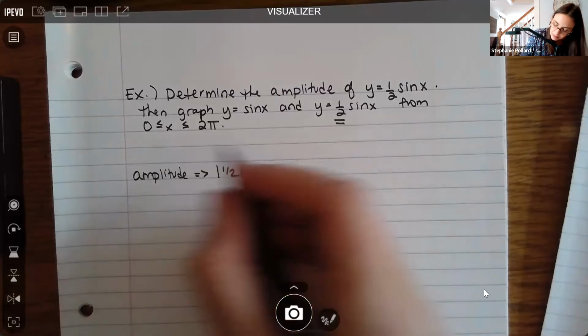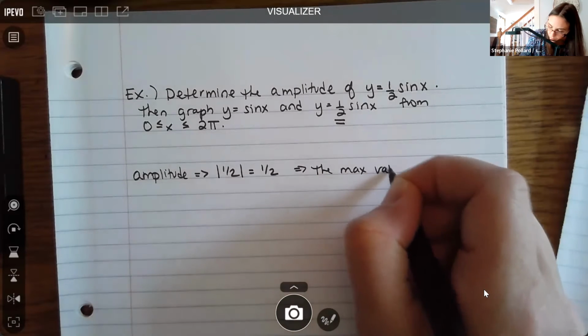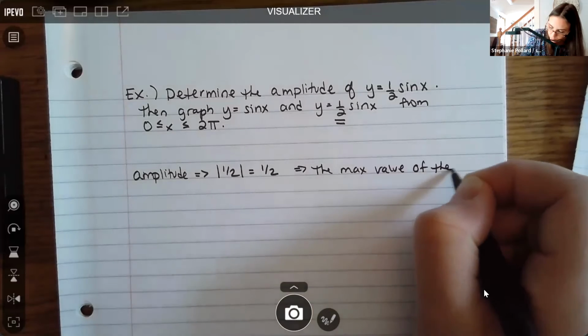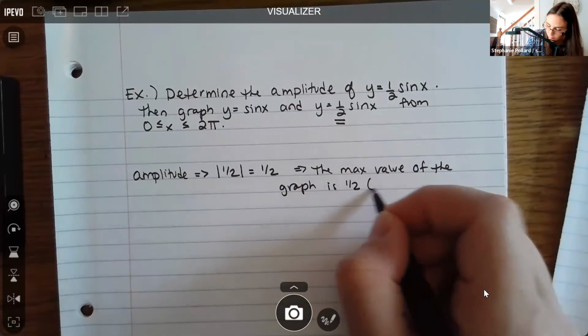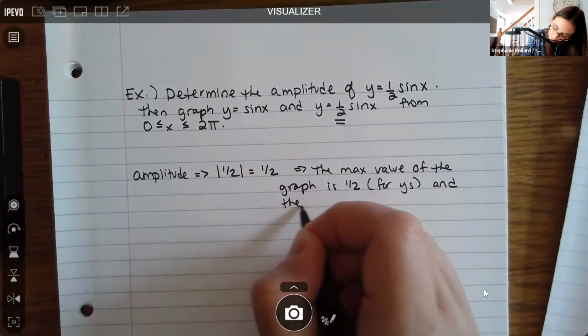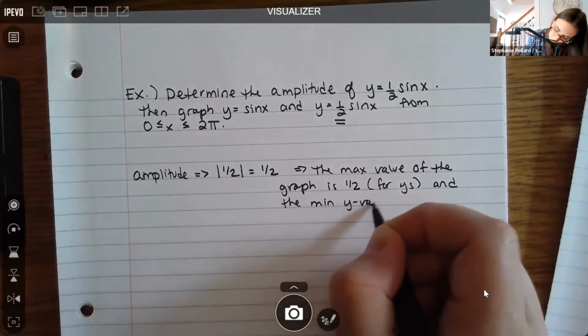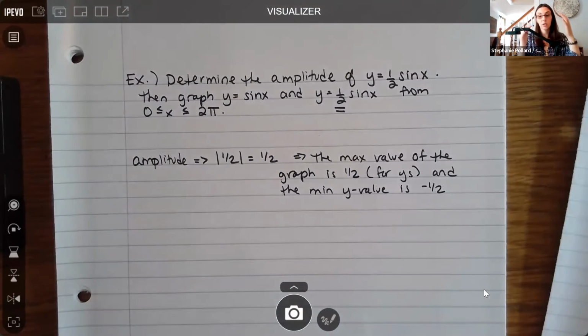So what's going to happen is the max value of the graph is going to be 1/2 for the y's, and actually the min is -1/2, because it does have some symmetry to it. So if your max was 1, your min was -1. Here, if your max is 1/2, your min is going to be -1/2.